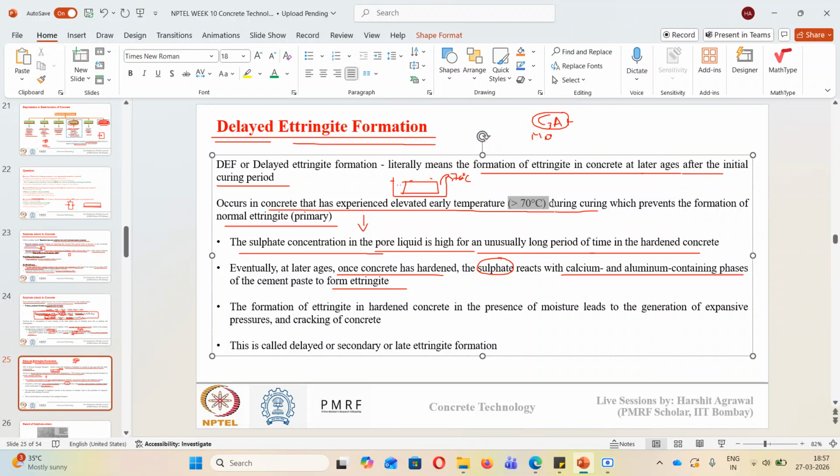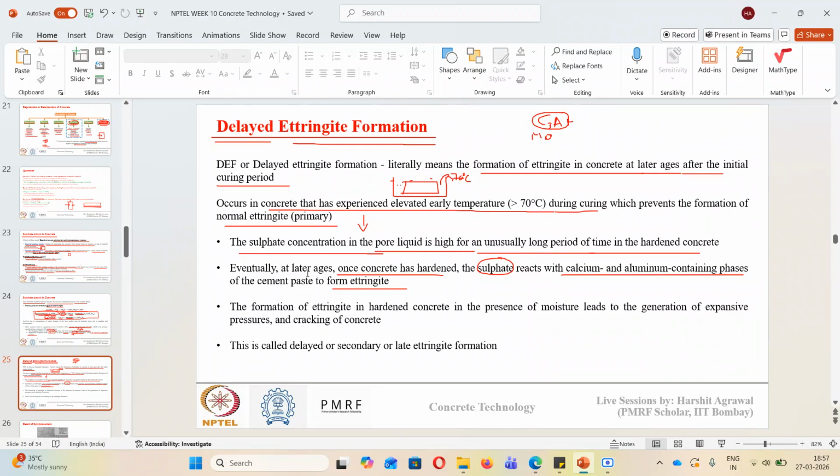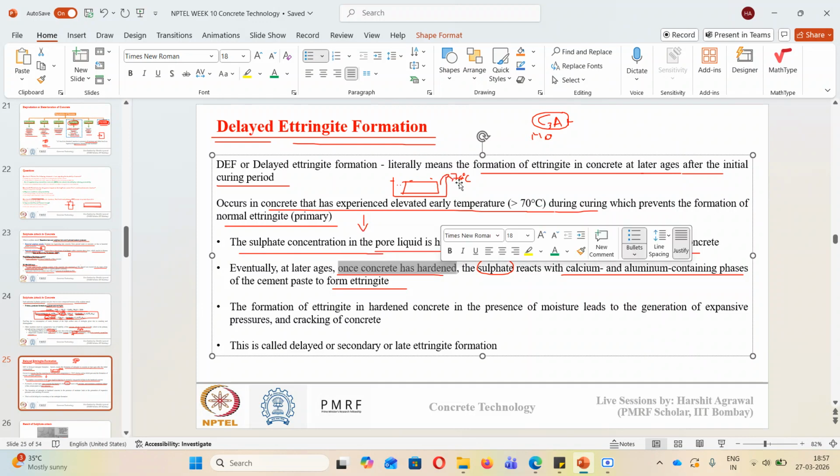Now at such high temperature, what happens? Ettringite formation doesn't occur in fresh concrete. So the sulfate that is there in the pore solution will stay there only because it has not reacted. At later stages, when the concrete has hardened and the temperature comes down, the sulfate which was not able to react in the fresh state will now react with the C3A phases to form ettringite.